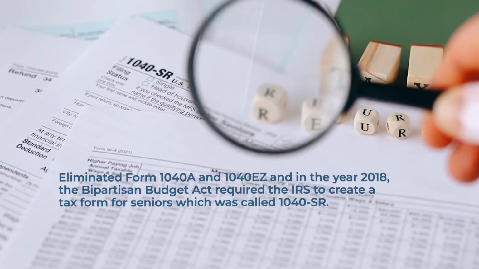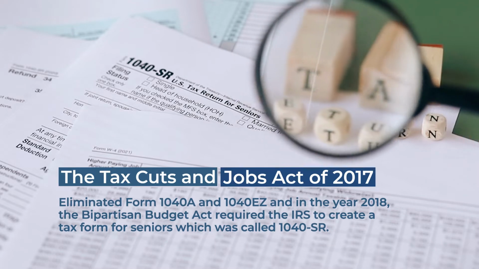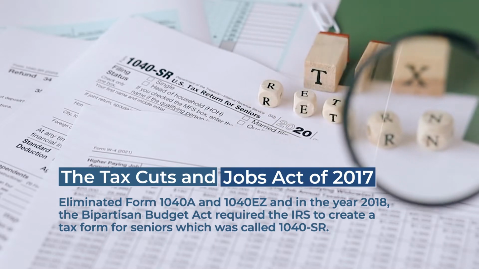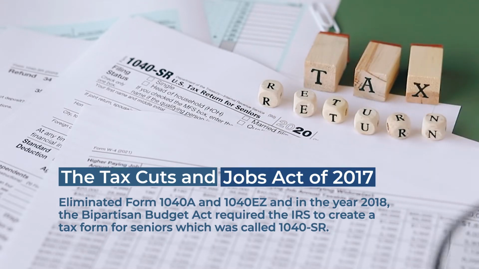The Tax Cuts and Jobs Act of 2017 eliminated Form 1040A and 1040 EZ. In the year 2018, the Bipartisan Budget Act required the IRS to create a tax form for seniors, which was called 1040SR. When a taxpayer files 1040, he is then required to declare worldwide income and assets.